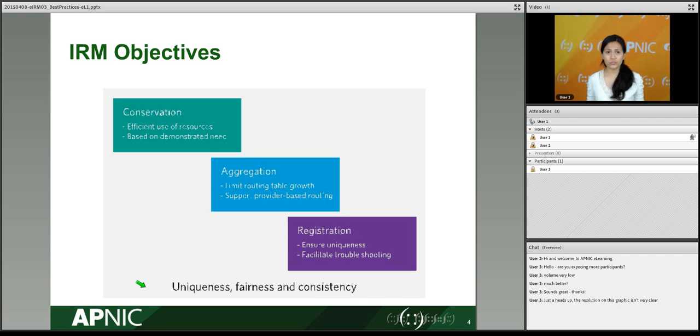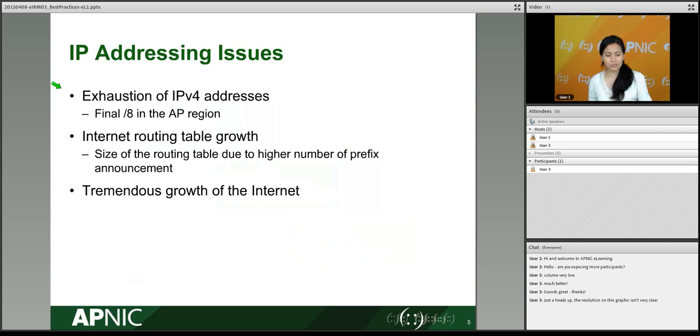Now there are others such as uniqueness, fairness, and consistency. You can find that in the policy documents that you can see in apnic.net/policy. All right, but our focus is only in the first three ones. All right, let's look at the first resource, which is IP address. So I've already mentioned one problem or one issue that we are facing with IP address, and that is the exhaustion of IPv4 addresses. Right now, we're using the final /8 block in our region, and we've started distributing from that block in 2011.